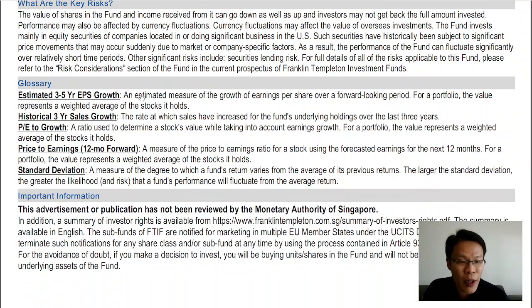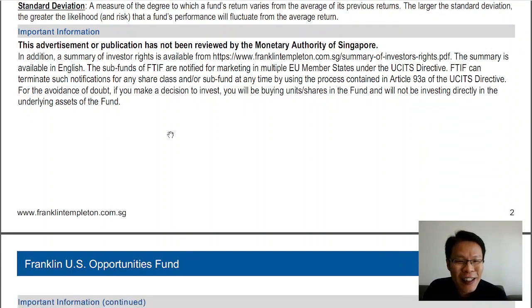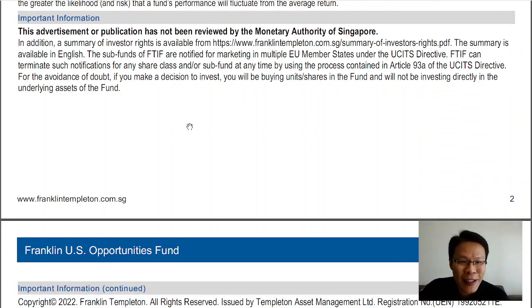The glossary, like what I mentioned earlier, will actually give you a definition of what these terms mean. And most importantly over here, do take note that this fund fact sheet has not been reviewed by the MAS. Okay, so that means this information, do digest based on your own knowledge and experience, and before you invest in any fund out there, please do seek a professional advisor if needed. If not, do your own due diligence before investing in a unit trust.